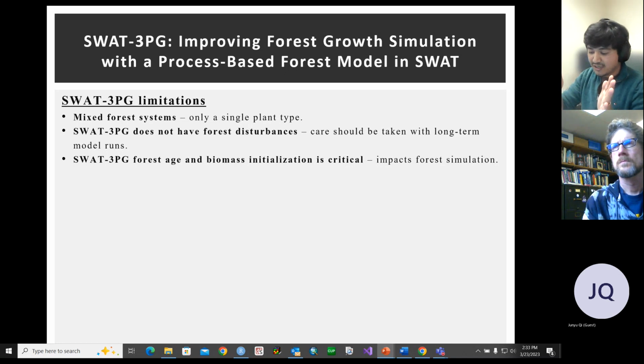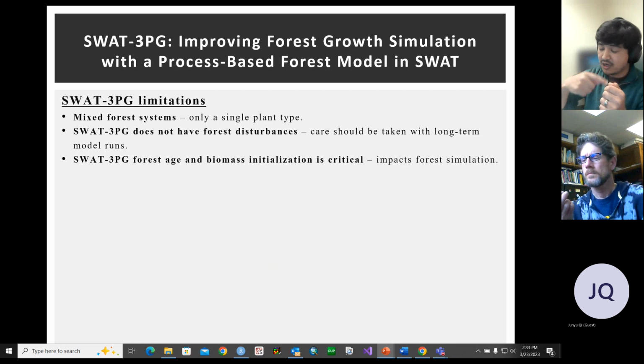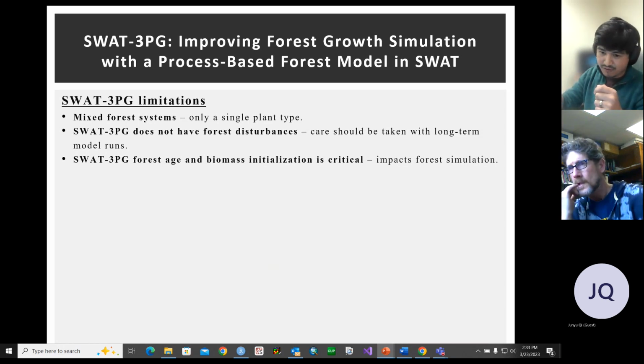And the other important part is that if you want to start with an existing forest, it is very critical to initialize the initial forest age and the biomass properly. That is because, depending on forest age, biomass, and what species it is, the assimilation curve could be different, right? If it's 5 years versus 25 or 30 years, that's important as well.